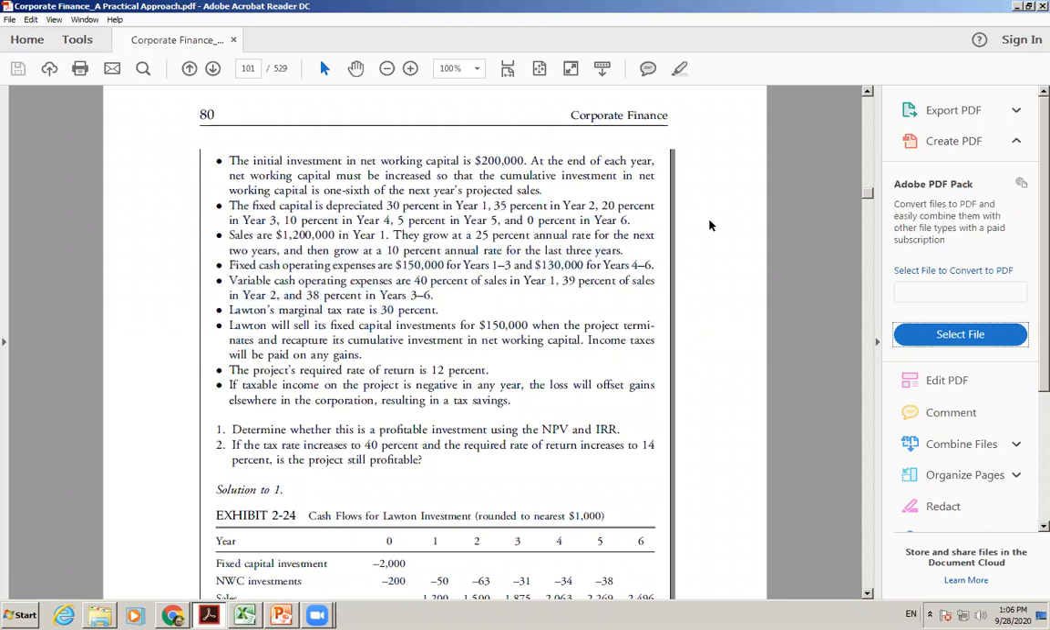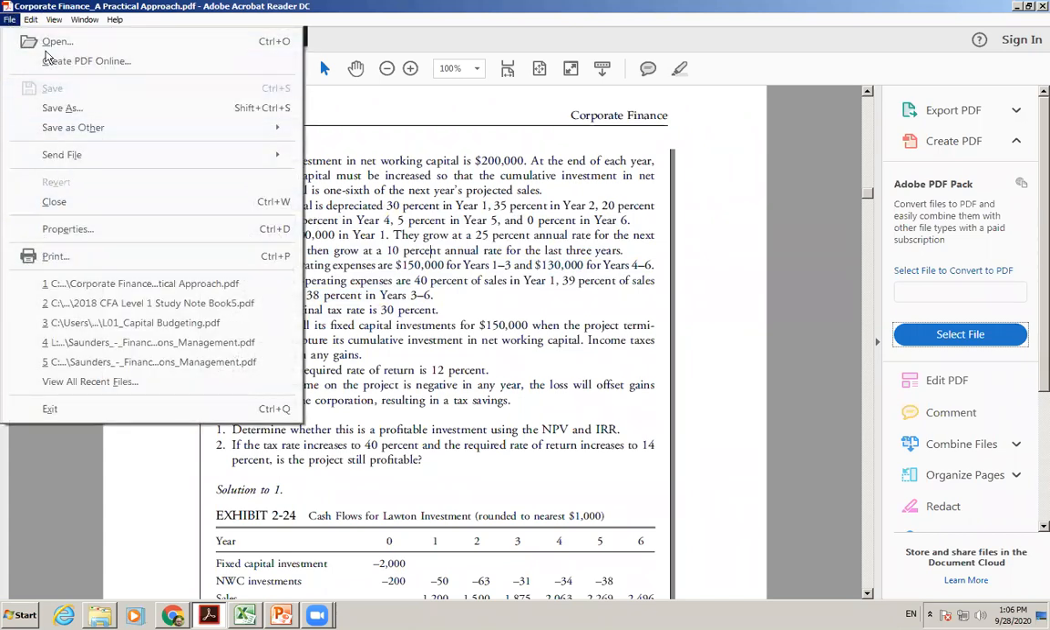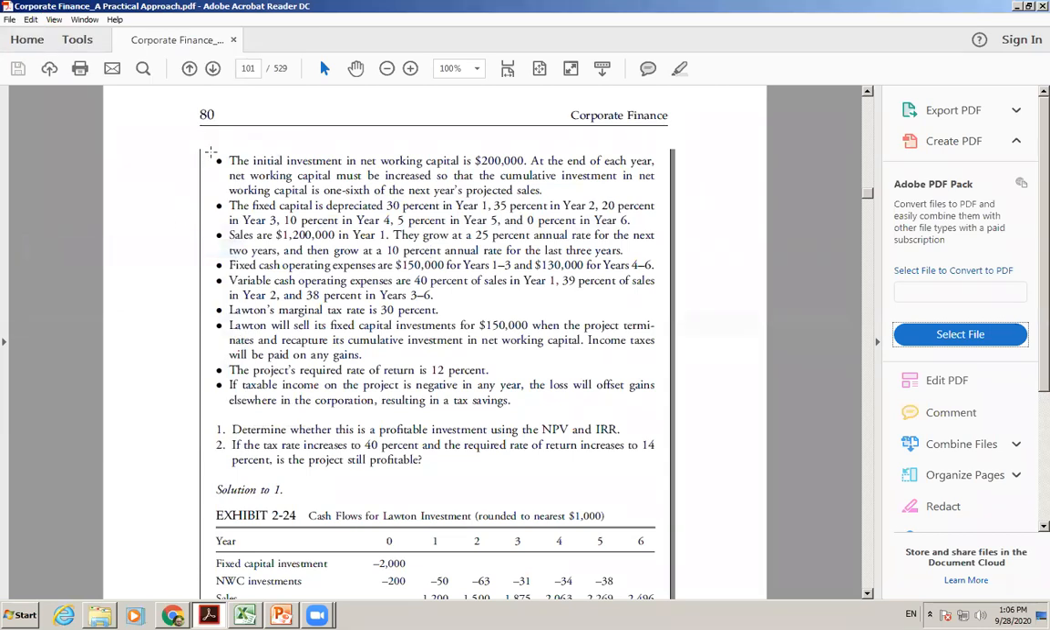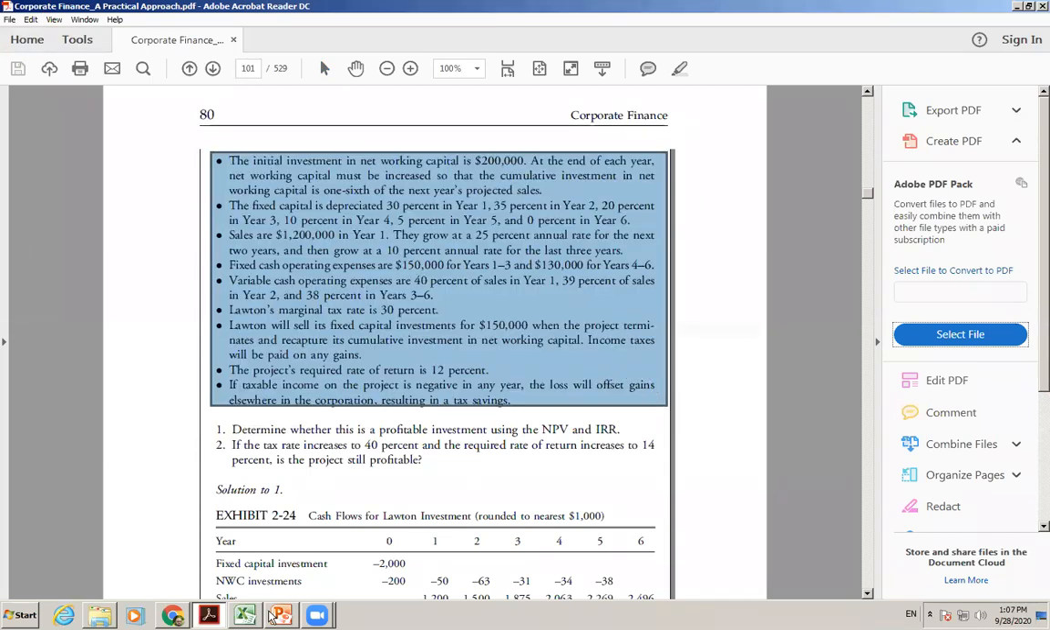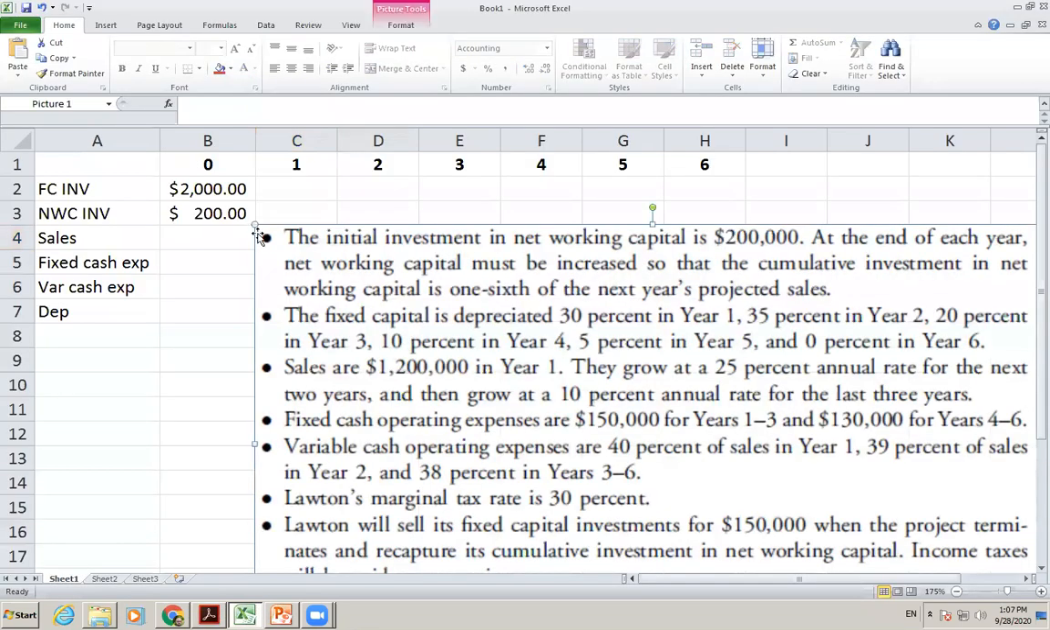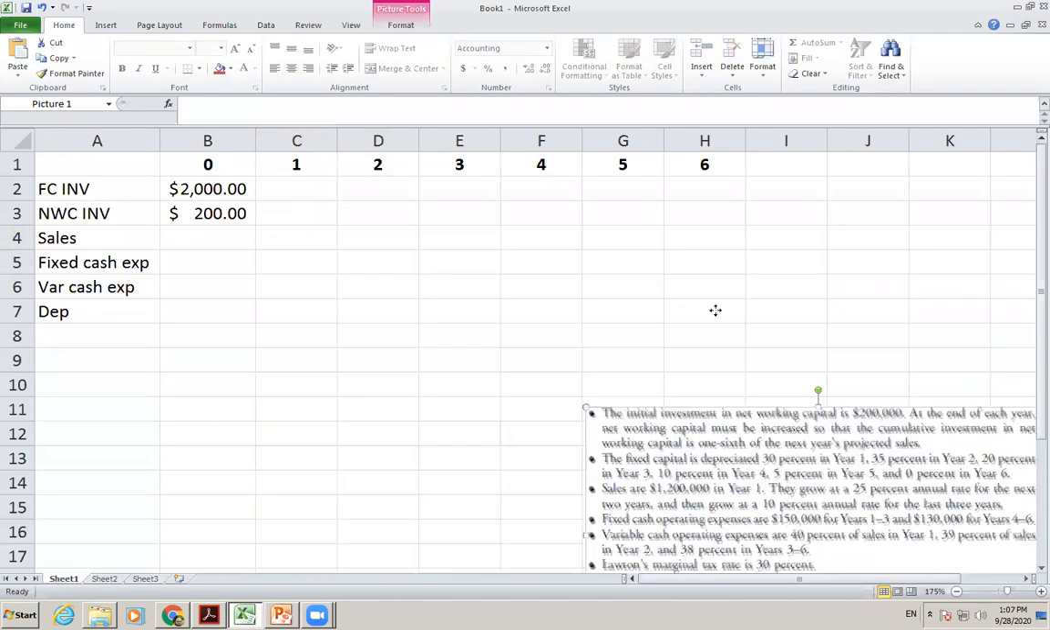Let's start with the depreciation, like 30%. Depreciation in the first year is 30%, then 35%. Let me just copy it like this so that we don't move, let me get this info and paste it here.